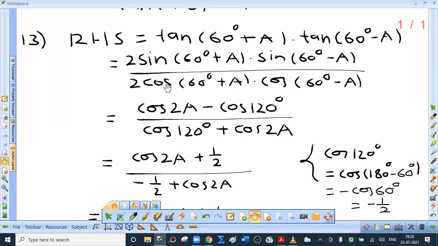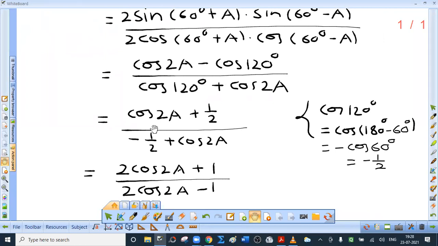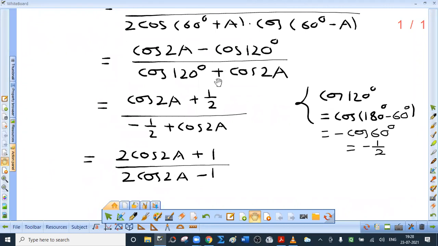What about denominator? 2 cos A cos B. Cos of A plus B. This angle plus this angle, 120, plus cos of first angle minus second angle. So cos 2A. Now what is cos 120 degree? Minus half. Now multiply numerator and denominator by 2. So 2 cos 2A plus 1 upon 2 cos 2A minus 1.